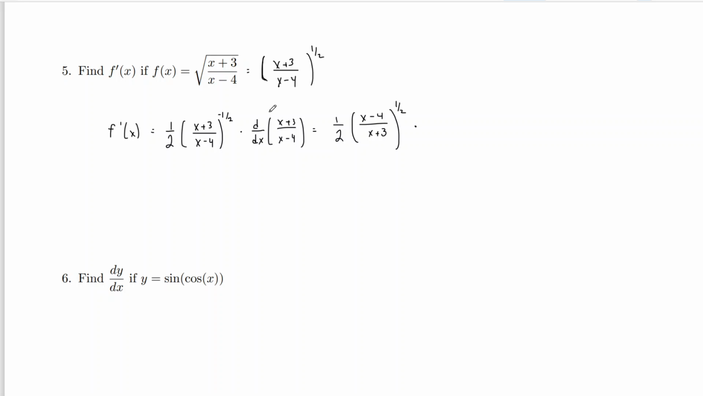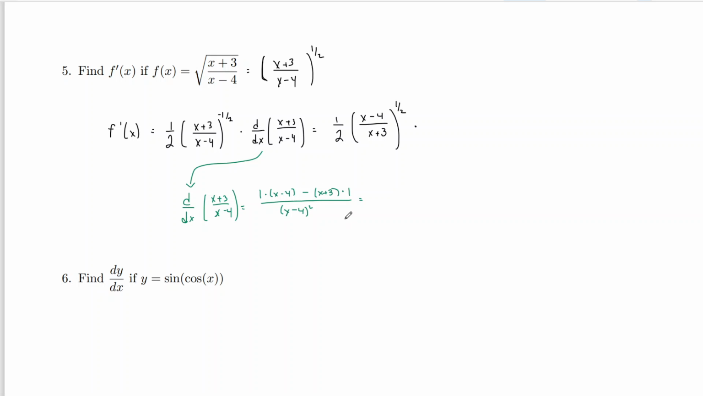And now, just like before, when you do the derivative of this, I would recommend, because it is the quotient rule and it's never just one quick thing, go ahead and just do it on the side and then plug it in. So the derivative with respect to x of x plus 3 over x minus 4. Do the quotient rule here. Derivative of the top is 1 times the bottom, x minus 4. Minus the top, x plus 3 times the derivative of the bottom, derivative of x minus 4 is also 1, over x minus 4 squared.